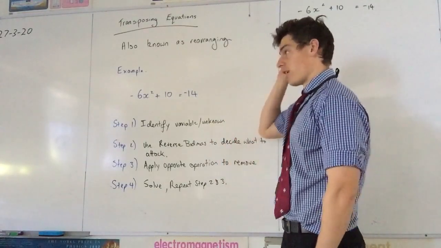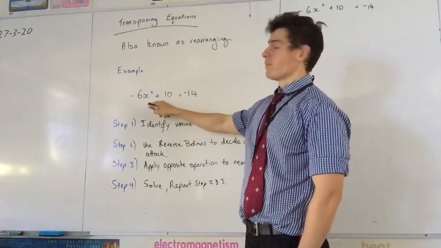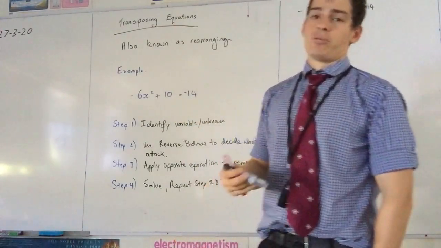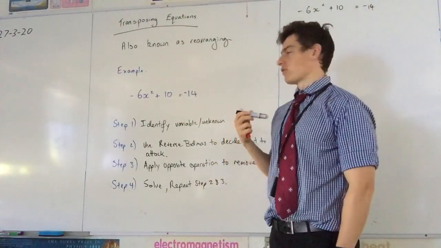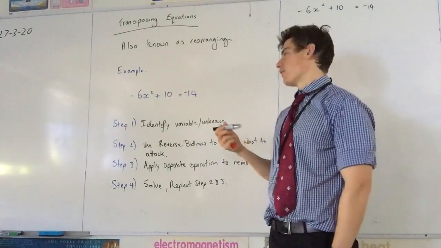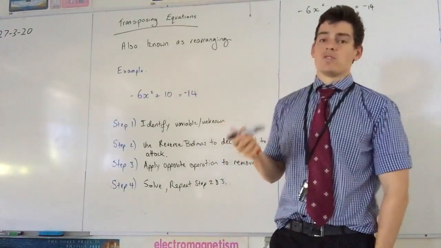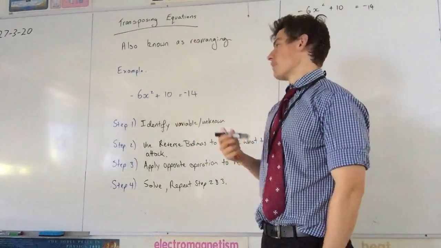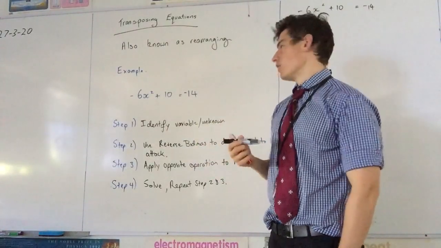So the example I've given us is negative 6x squared plus 10 equals negative 14. And I'm going to follow a pretty scaffolded and routine way of approaching this problem, because if you follow the rules, then you don't get yourself into trouble. When you start breaking the rules, you sort of get yourself into trouble.